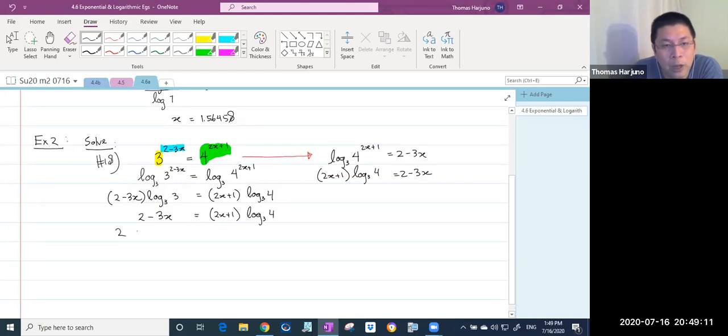I need to solve for x. So 2 minus 3x. I will distribute the one on the right-hand side here: 2x log base 3 of 4 plus log base 3 of 4.